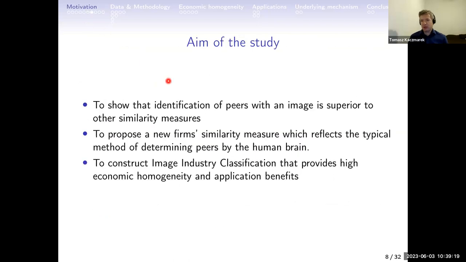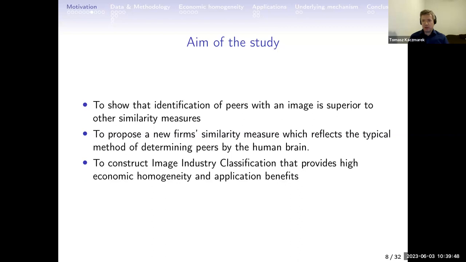So our goal of the study is to show that identification of peers with an image is superior to other similarity measures. We want also to propose a new firm similarity measure, which reflects the typical method of determining peers by the human brain. And we want to construct an image industry classification that provides high economic homogeneity and application benefits. So these are our goals.